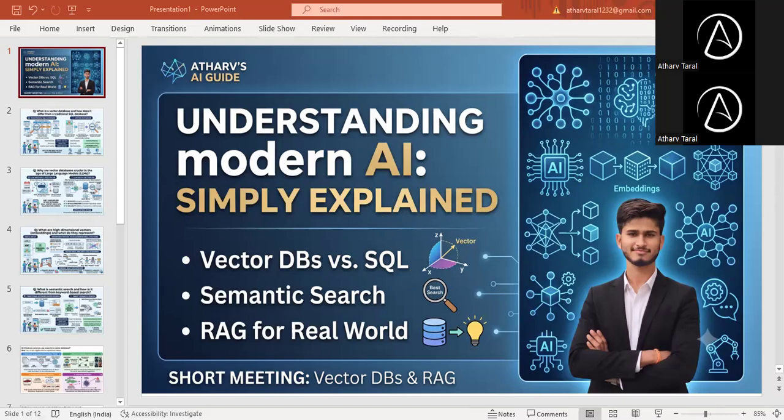After that, I will explain what RAG, Retrieval Augmented Generation, is, how it works to give AI the right information, and how companies are using this tool in the real world. My goal is to keep this simple and easy to understand. So let's get started.